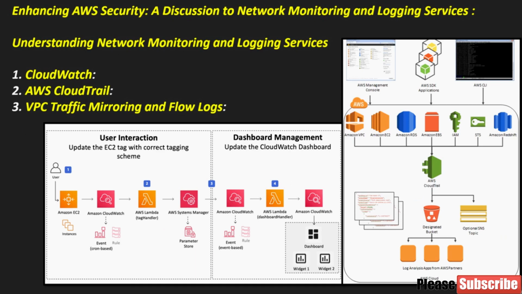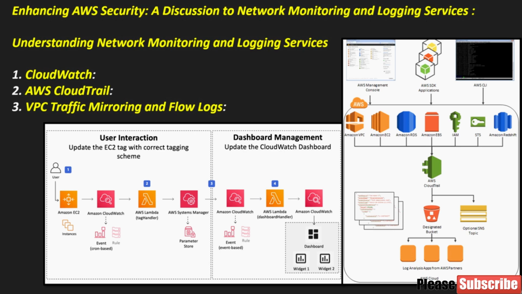In the next part of the content, we need to talk about enhancing AWS security and discuss network monitoring and logging services. In the ever-evolving landscape of cloud computing, security remains a top priority for organizations leveraging Amazon Web Services. With the vast array of services and configurations available, ensuring the integrity and resilience of your network infrastructure is very crucial. In this part of the lecture, we will delve into the realm of network monitoring and logging services on AWS, exploring key tools and techniques to validate and audit security effectively.